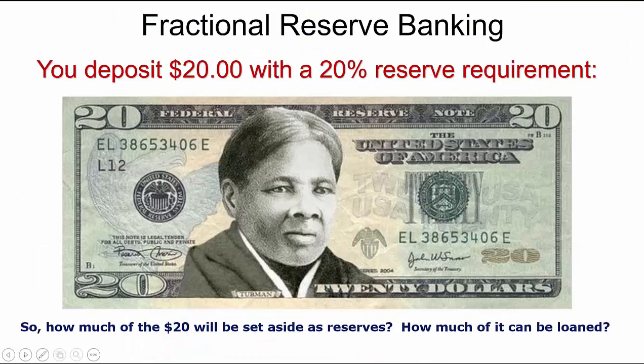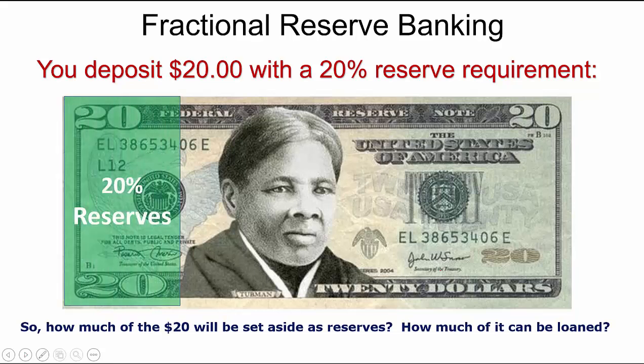So here's a demonstration of the fractional reserve banking system. This is the banking system we currently have, and when you put your money in the bank, this is exactly what happens to it. So we're going to deposit $20 with a 20% reserve requirement. What that means is your bank must set aside 20% of that deposit as reserves, okay? So here's what happens. 20% goes into reserves.